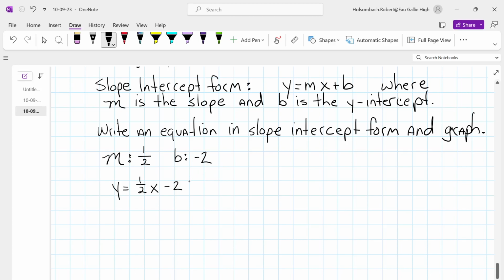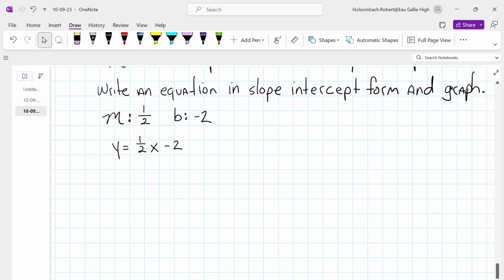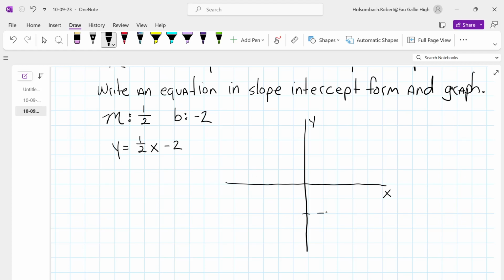Now, when you graph these lines today, it doesn't have to be anything fancy. It just has to be accurate. And here's what I mean. If you draw a coordinate plane, you got your x-axis and your y-axis. I'm going to plot the y-intercept first. So this y-intercept is down here at -2. So on the y-axis, I'm going to put a point on -2.